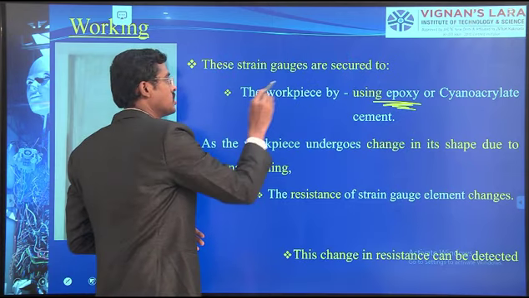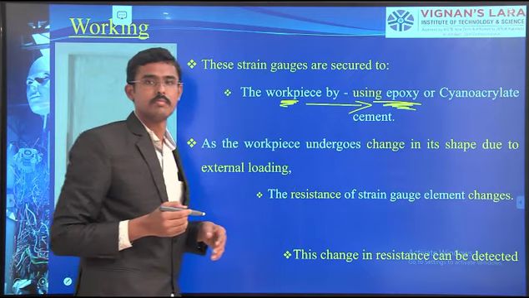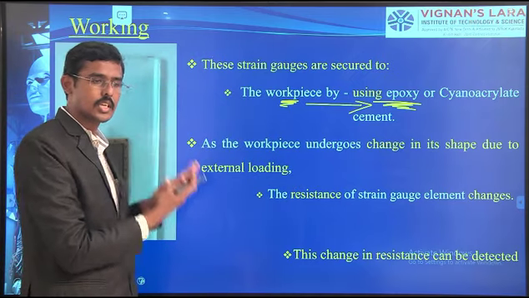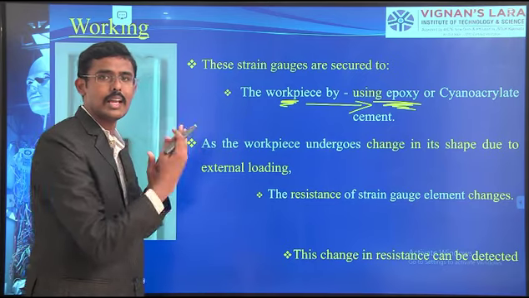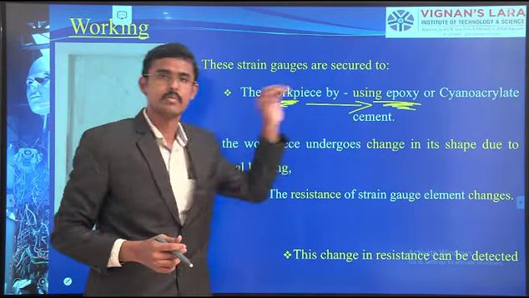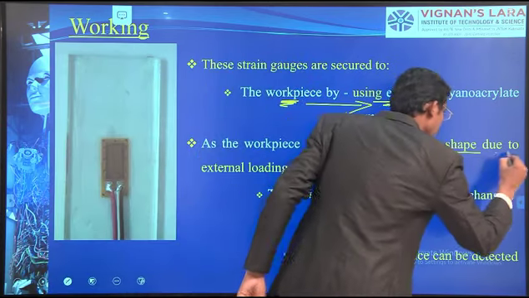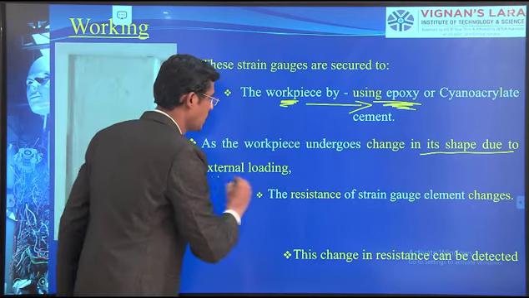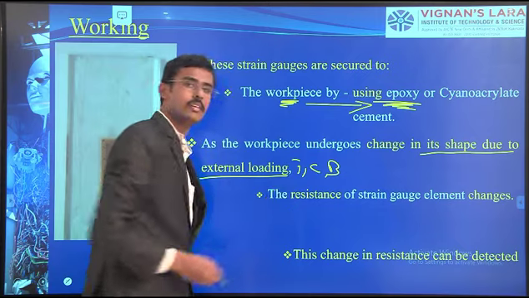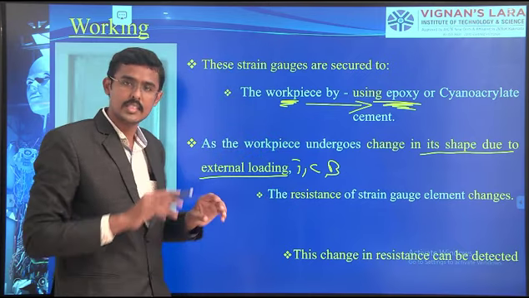Right? Secured to the workpiece using the epoxy, a paste we are using to connect this strain gauge with the glass board. As the workpiece undergoes a change in shape due to the external loading, maybe a tensile, maybe a compression, maybe bending, whatever it is, according to the load applied, the change occurs.